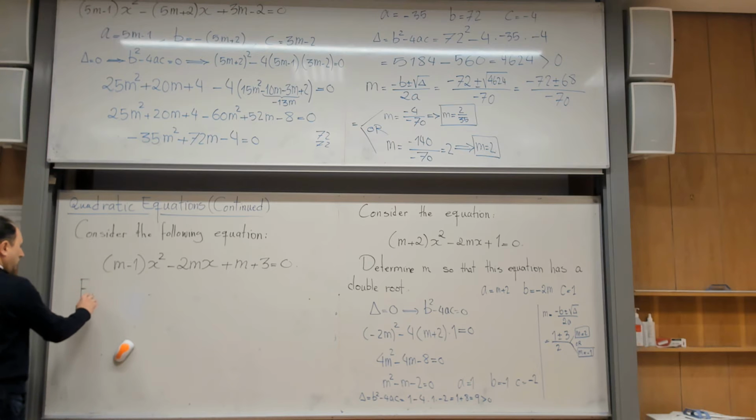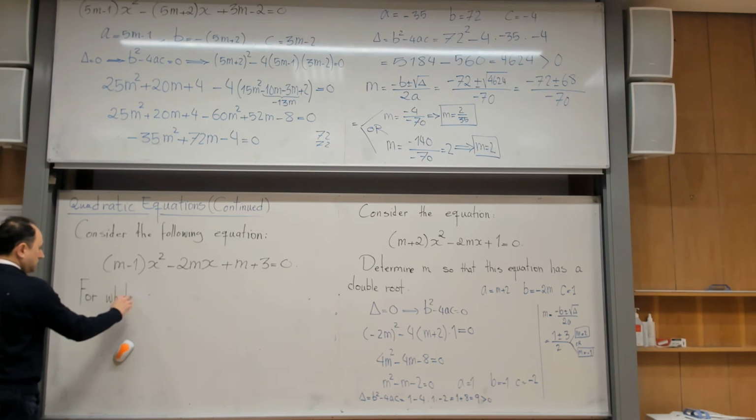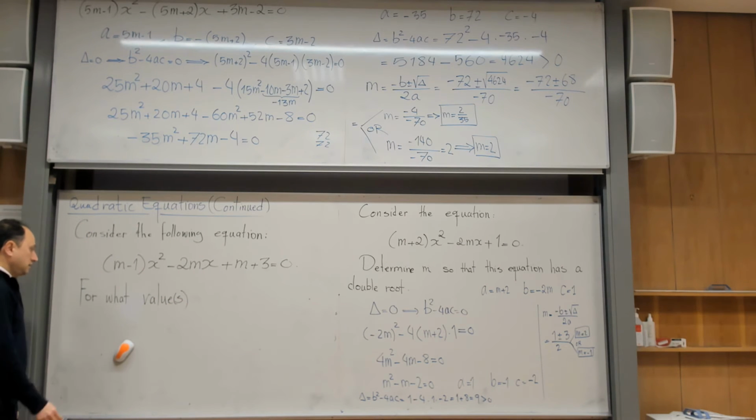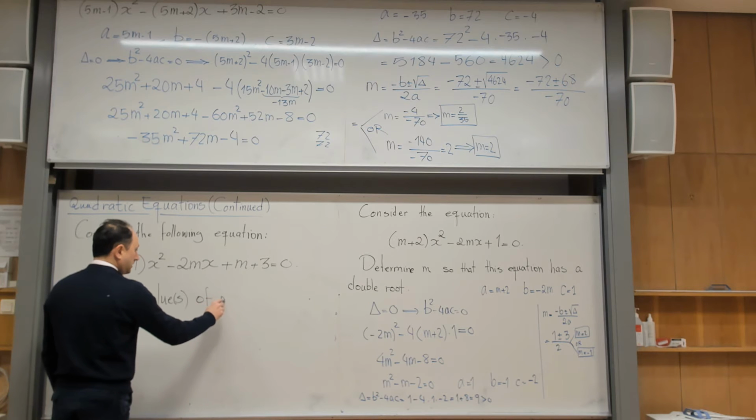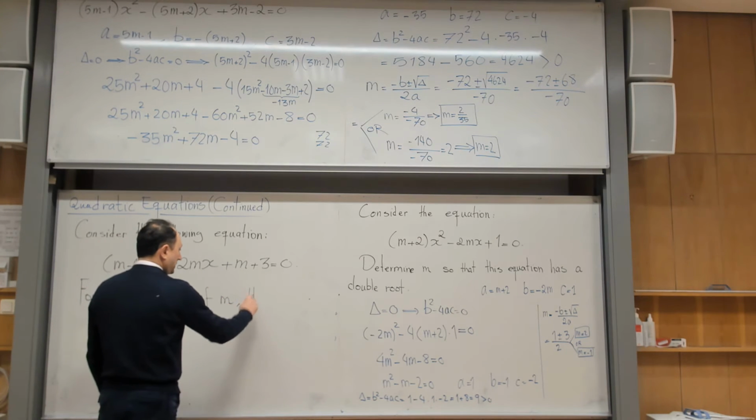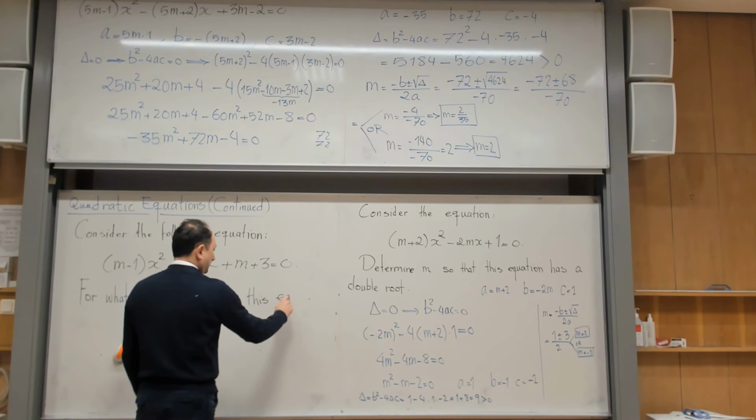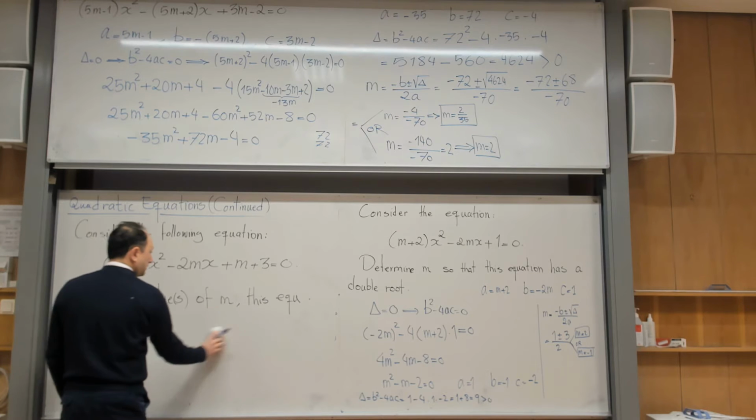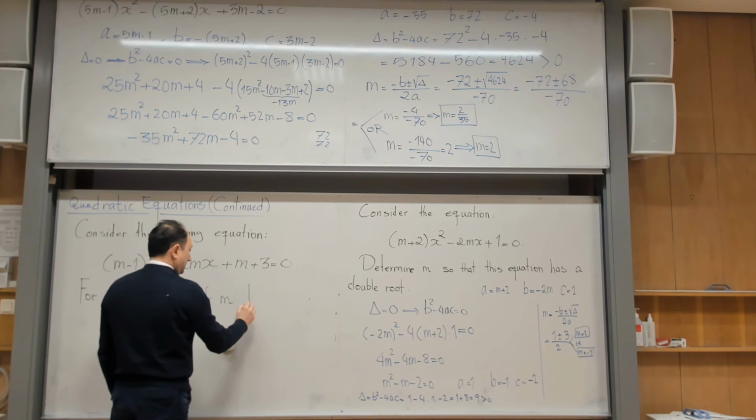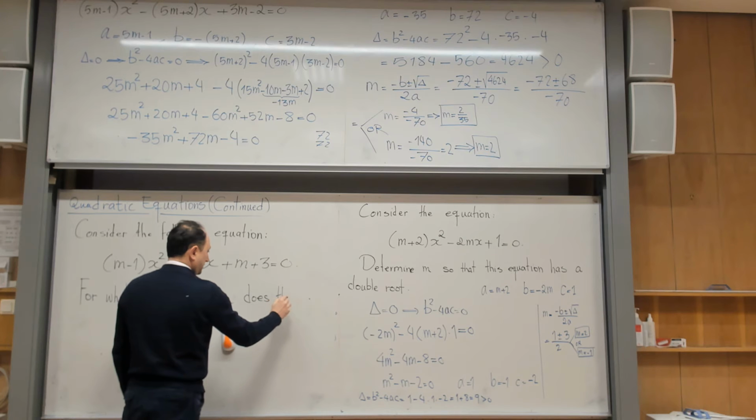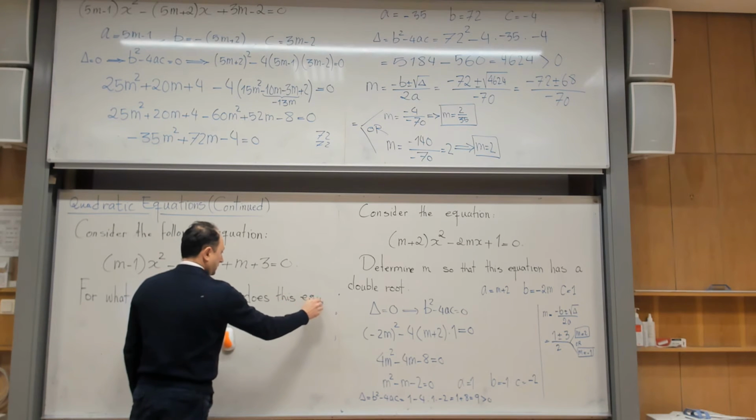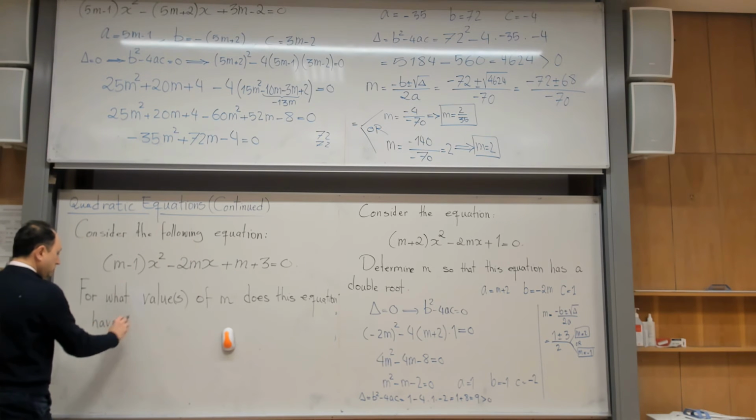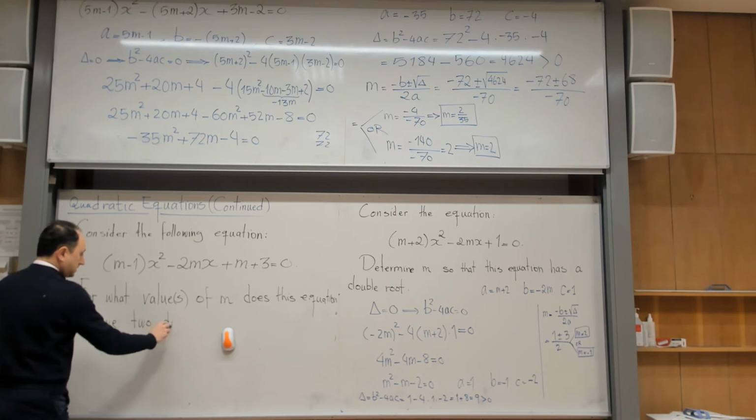For what value or values of m does this equation have two distinct roots?